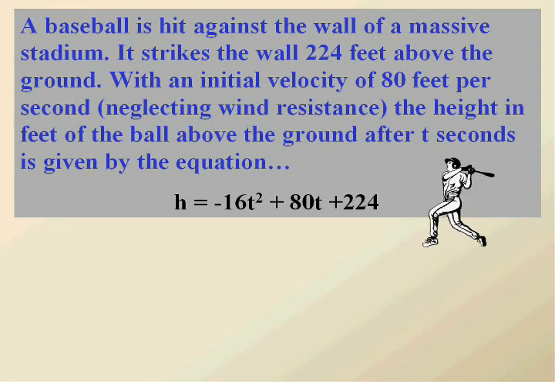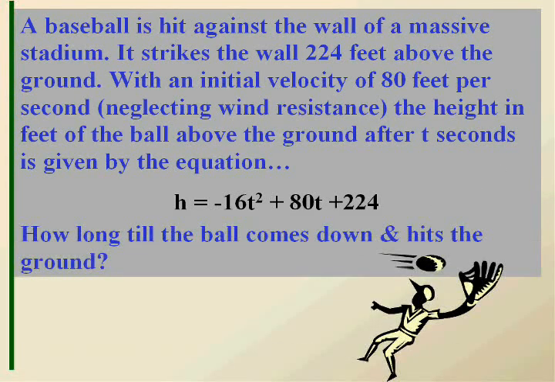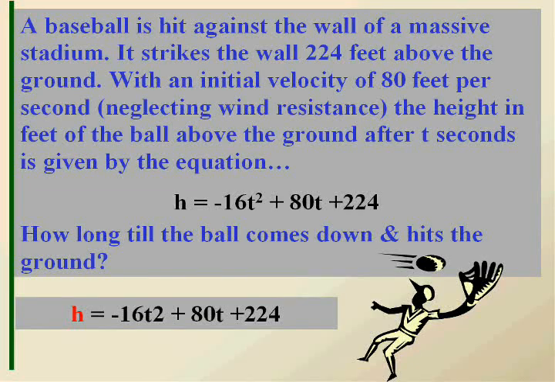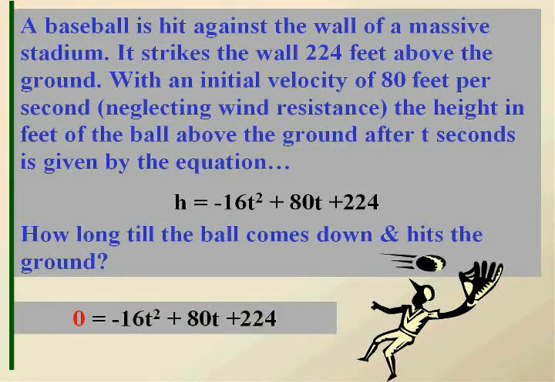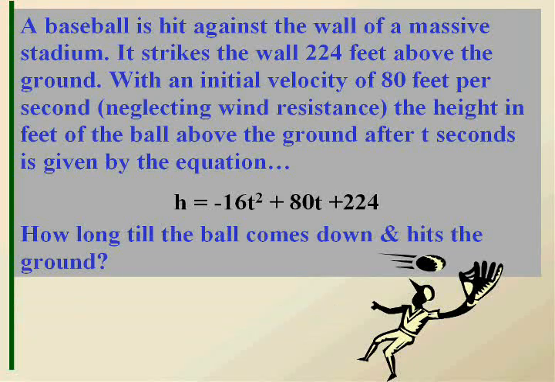Okay? Now the man hit the ball, and you have to find out how long till the ball comes down and hits the ground. Well, in other words, what time do you have to put in so that the height of the ball, what's the height when it hits the ground? Will be 0. So put in a 0 for height into this equation and solve for t. That's what they're asking you to do.